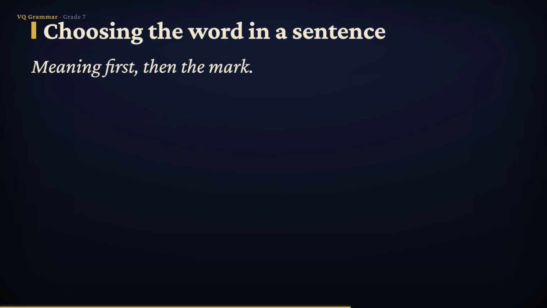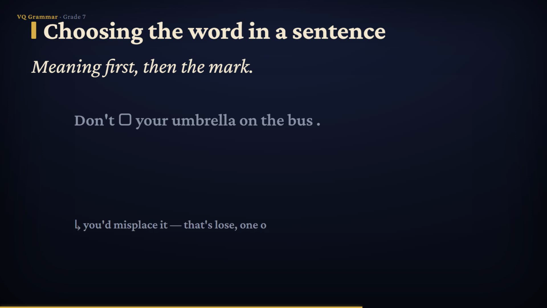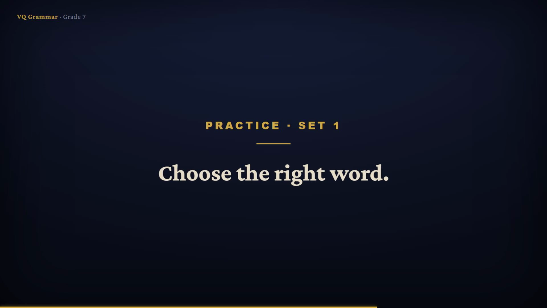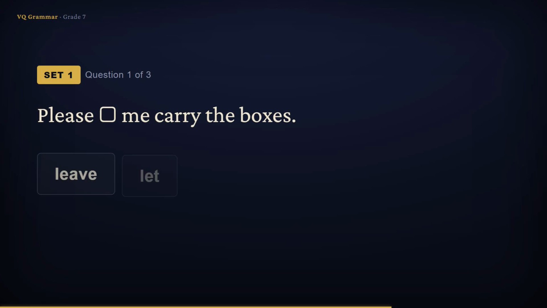Let's watch the whole method work on one sentence. Don't blank your umbrella on the bus. Should it be loose or lose? Think about the meaning. You would misplace the umbrella, leave it behind. Misplacing is lose with a single O, so loose gets crossed out and lose gets the check. Pick the meaning and the spelling settles itself. Time to practice. In this first set, read each sentence and choose the word that fits the meaning. Pause the video and try each one on your own before I reveal the answer.